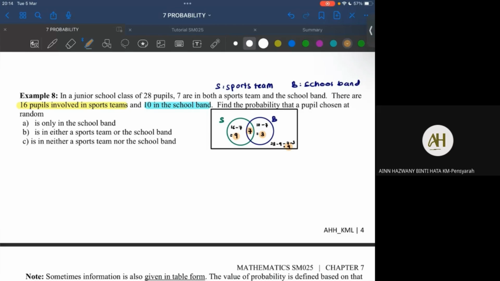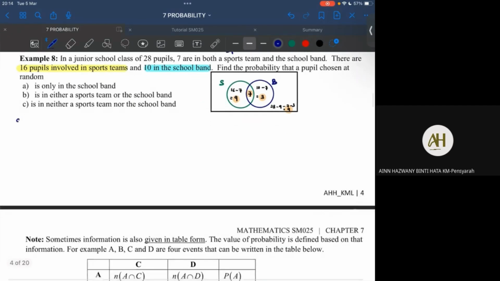Okay, sekarang boleh jawab soalan. So dia bagi ayat-ayat ini, kita kena wujudkan dia punya simbol dia dulu. Union ke, intersect ke, apa. Itu yang first kita akan lakukan. Okay, so first question say, find the probability that a pupil chosen is only in the school band. Only in the school band.